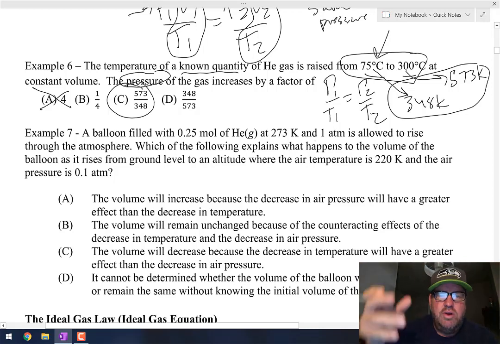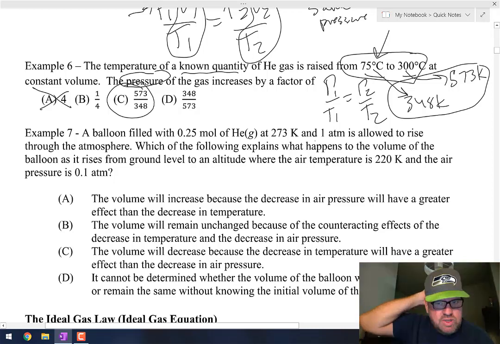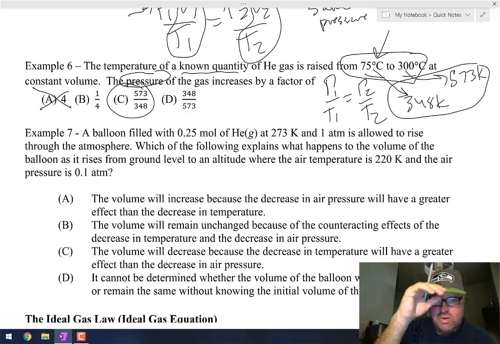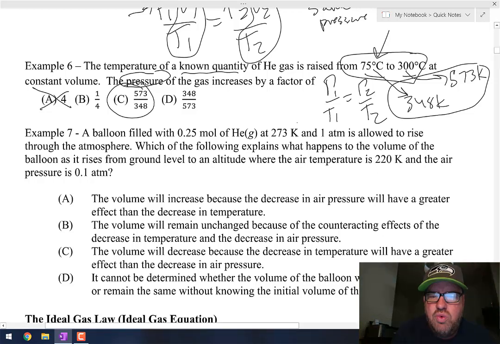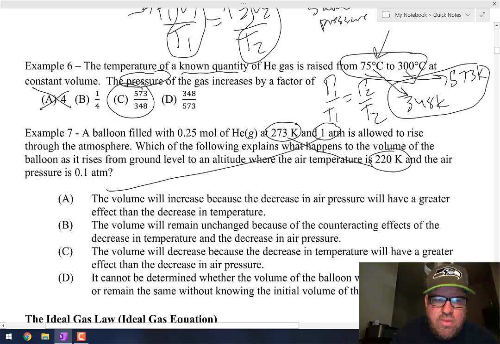Okay, and then our last one for today. So you've got a balloon, it goes up into the air. Which of the following explains what happens to the volume of the balloon as it rises from ground level to an altitude where the air temperature is 220? So the temperature is going from 273 down to 220. It's going down a fair amount, but the pressure is going from 1 atmosphere all the way down to 0.1 atmospheres. It's going down 10 times. Yes, the temperature is going down a little bit, but the pressure is changing much more dramatically than the temperature is.